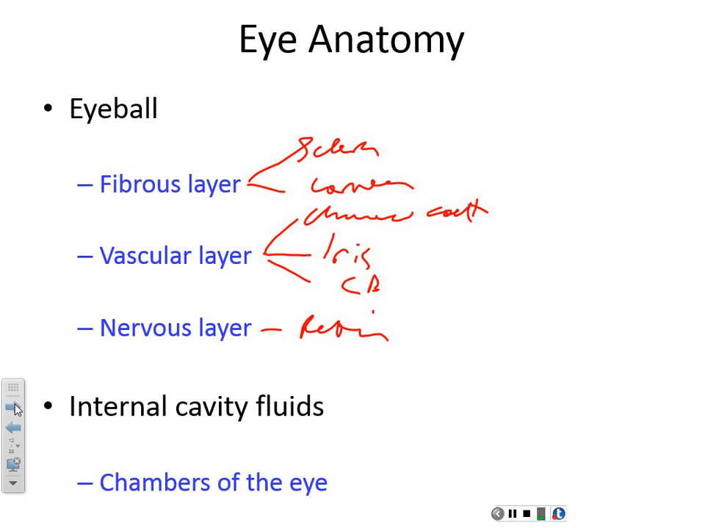And then the internal cavity has fluids. So we have the vitreous at the back, and the aqueous at the front, and we have three chambers. The anterior chamber, and then the posterior chamber, which is behind the iris but in front of the lens. I know it's not really back, but that's how it's divided. And then the vitreous chamber is right at the back, with the gel. So know those three chambers, guys. There's three, not two.